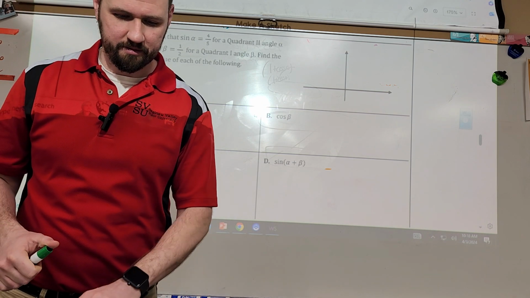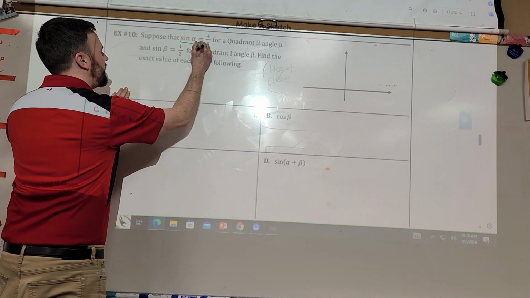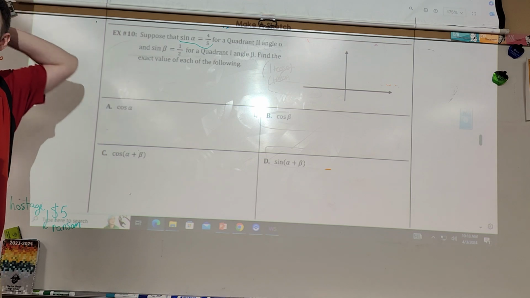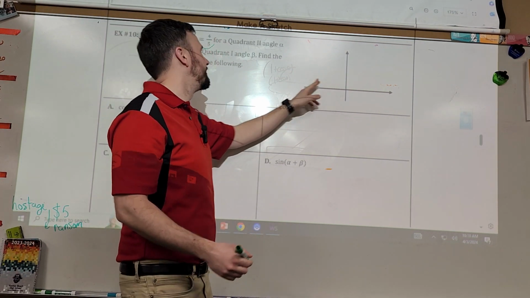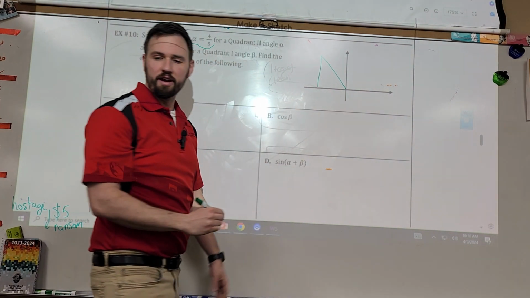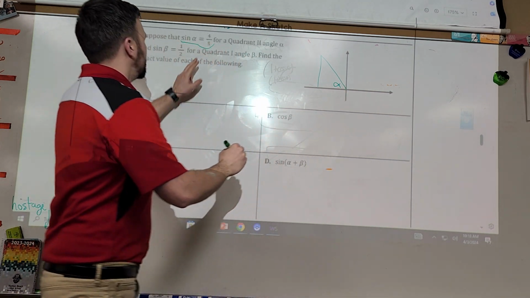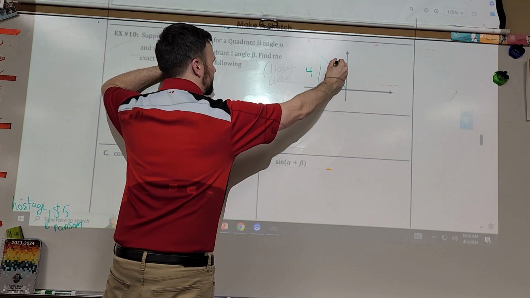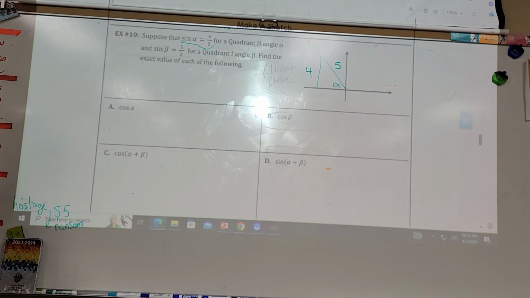Okay. So look at this beast. We have sine of A is 4 over 5, and it's in quadrant number 2, right? Which one's quadrant 2? This one? Yeah. So I'm going to draw in a triangle, right? And I'm going to call this one angle alpha. And what's 4 then? That's 4. That's 5, right? Does anyone disagree with what I just did?